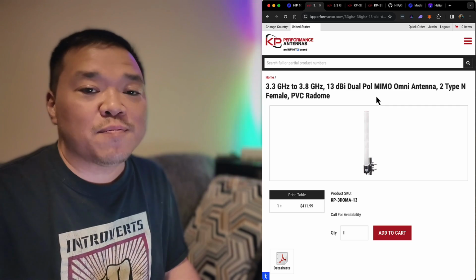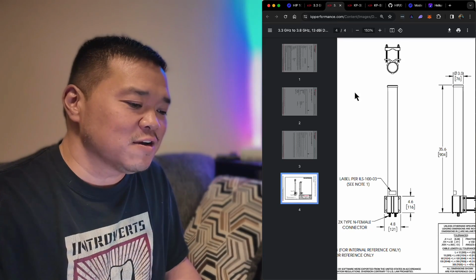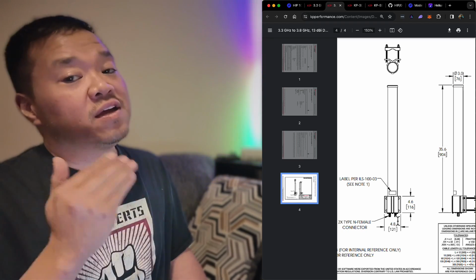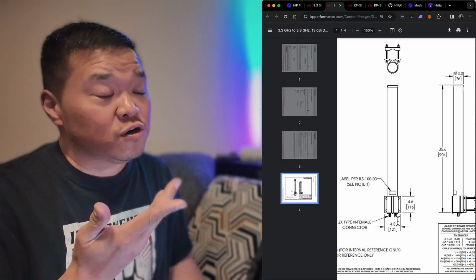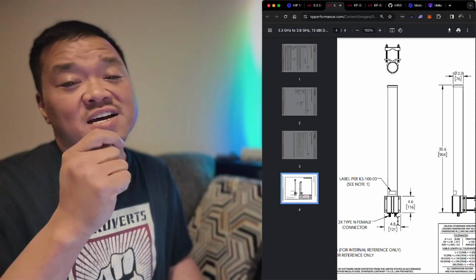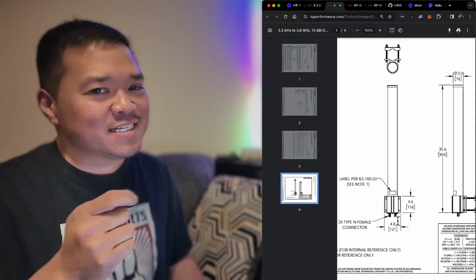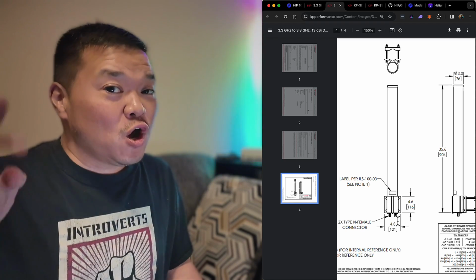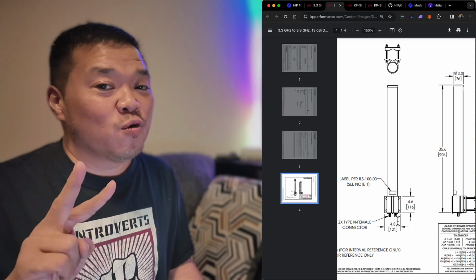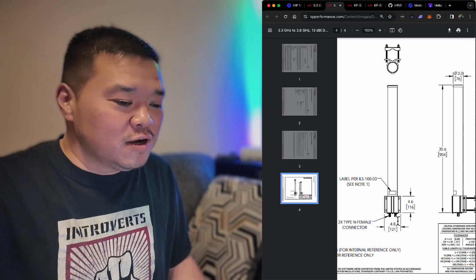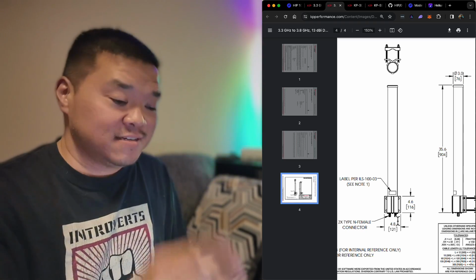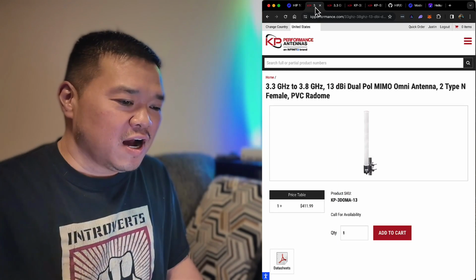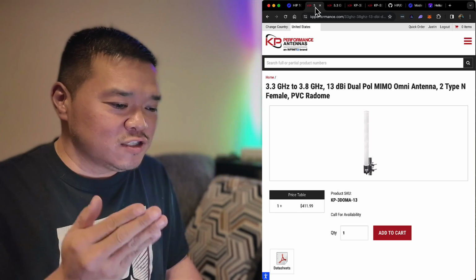This is the two type N female. And what that means is there are two connections at the bottom, not four. Will the 4-1 work? Yes, but here's the thing, something I didn't know. The 436H radio, while it has four connectors, only two of them have been enabled for Helium Mobile. So the best thing to get is this one right here. So if you're looking for an antenna, you want to get this one, the KP3 Doma 13.